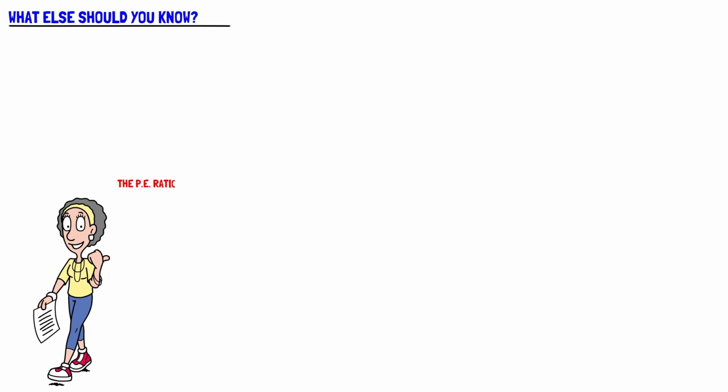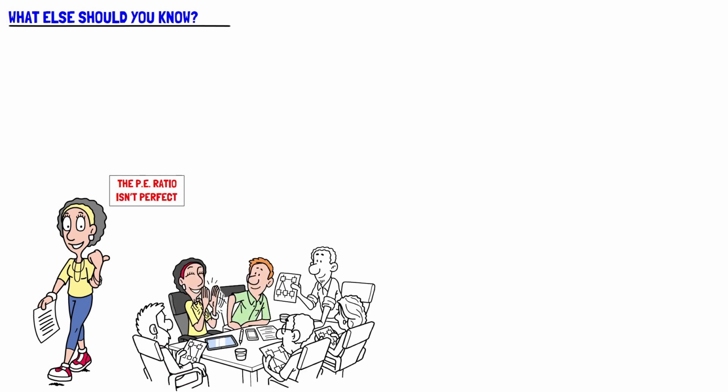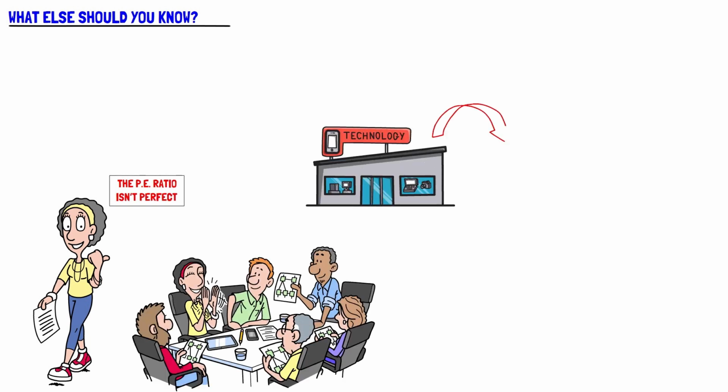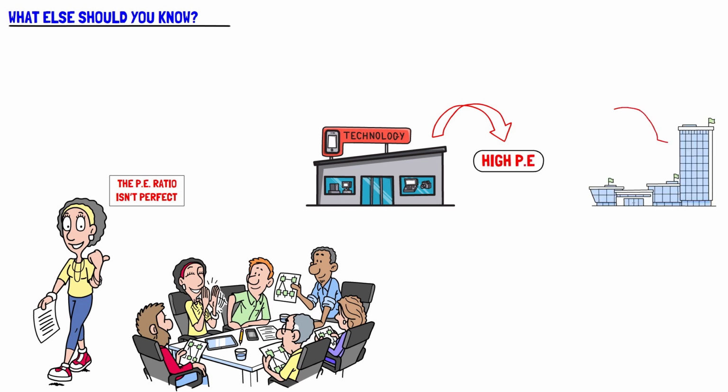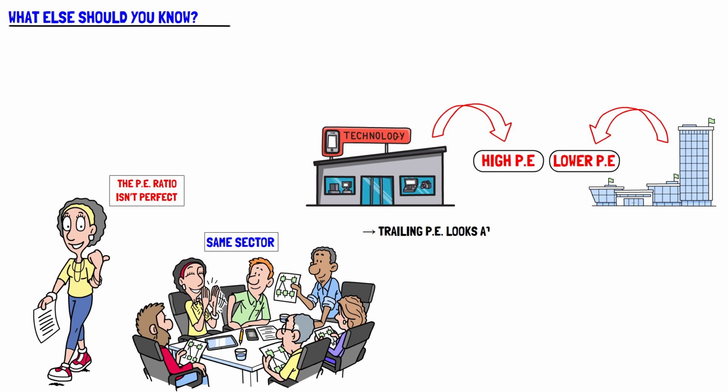What else should you know? The PE ratio isn't perfect. Different industries naturally have different PE. For example, fast-growing tech companies often have high PE, while stable utility companies may have lower ones. So it's best to compare PE between companies in the same sector. There are also different types. Trailing PE looks at the past 12 months of earnings. Forward PE uses analysts' forecasts for the next 12 months.